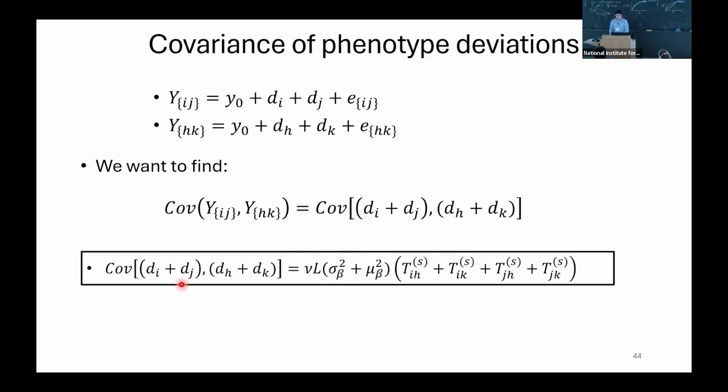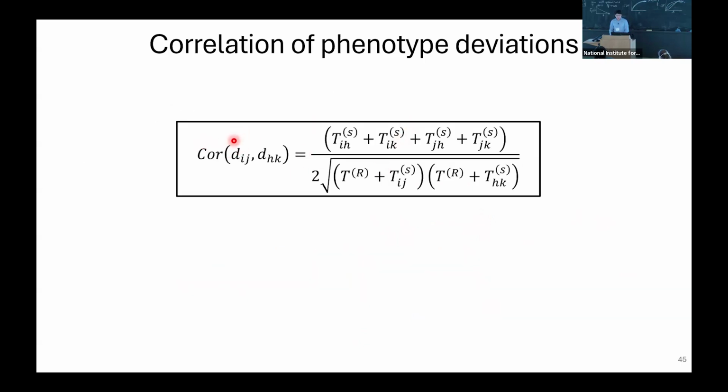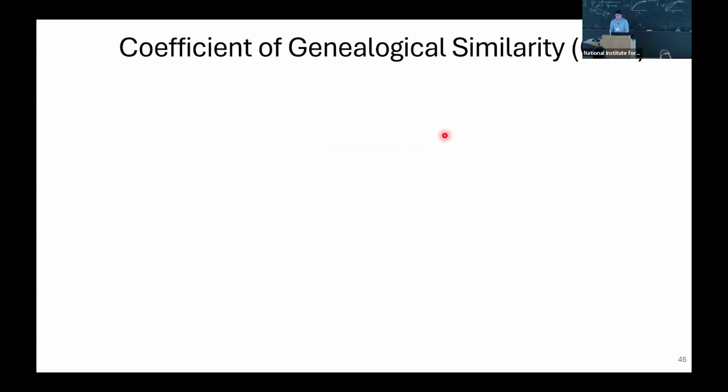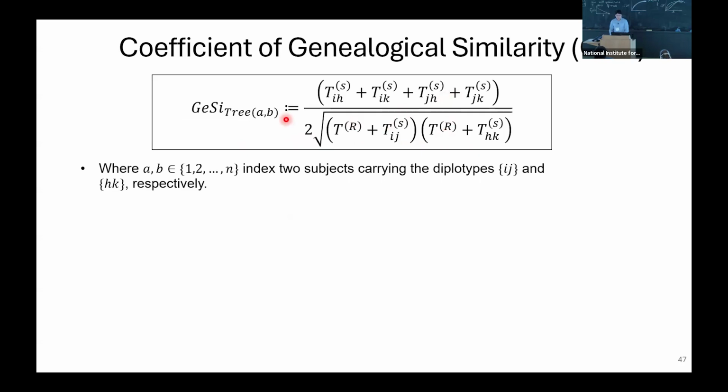So to get rid of them, we can estimate the correlation. And if we estimate the correlation, it reduces and we'll lose all those parameters. And then we can express the correlation of the phenotypic deviation from the ancestral phenotype simply as a ratio of the shared time parameters. And this is what I define as the coefficient of genealogical similarity for two individuals. In this case, now I'm changing the indices to A and B to refer to two diploid individuals that carry the diplotypes IJ and HK.